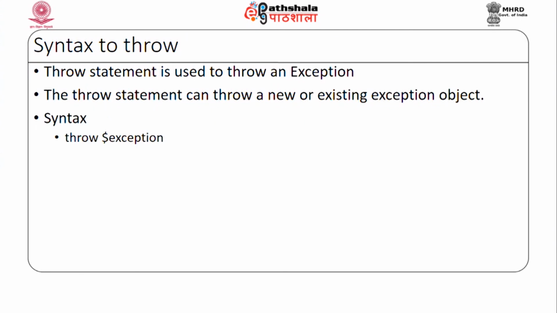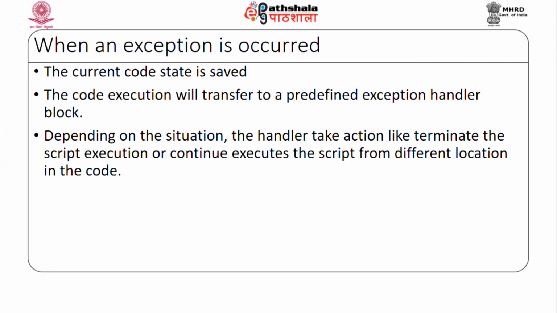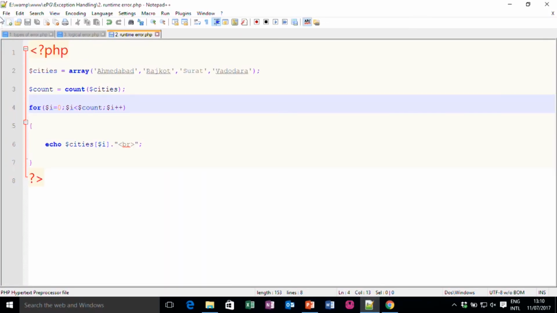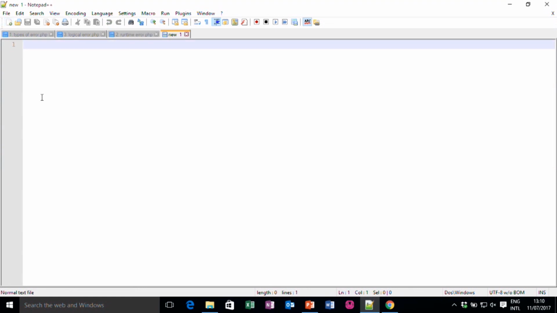Now, the throw statement is used to throw an exception. So, to throw you can throw a new or existing exception object, and the syntax is throw and the exception object. Let me show you one example for that, and first let me show you how you can write code for an exception. So, let me write code.